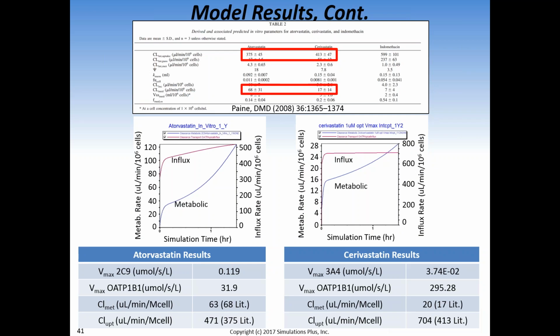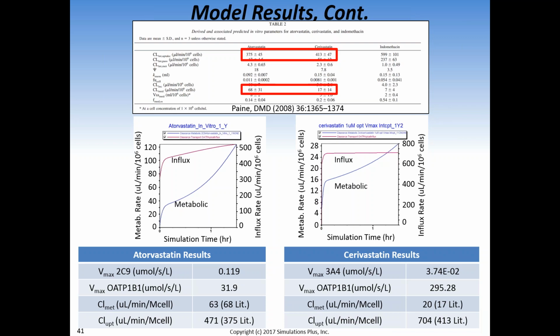For the model results, we obtained Vmax values for the influx and metabolism, and then we also calculated the average influx and metabolism rate for atorvastatin and cerevastatin, and compared that to the linear metabolic clearance that Payne had gotten from his model in his paper in 2008. And we got very similar values for the rate of metabolism versus influx. The influx rate we predicted to be an order of magnitude faster than the metabolism rate, and that was the same result as Payne obtained as well.